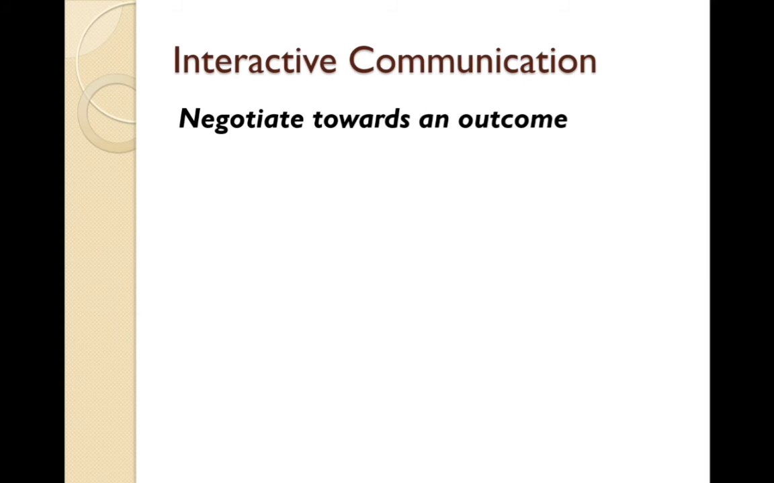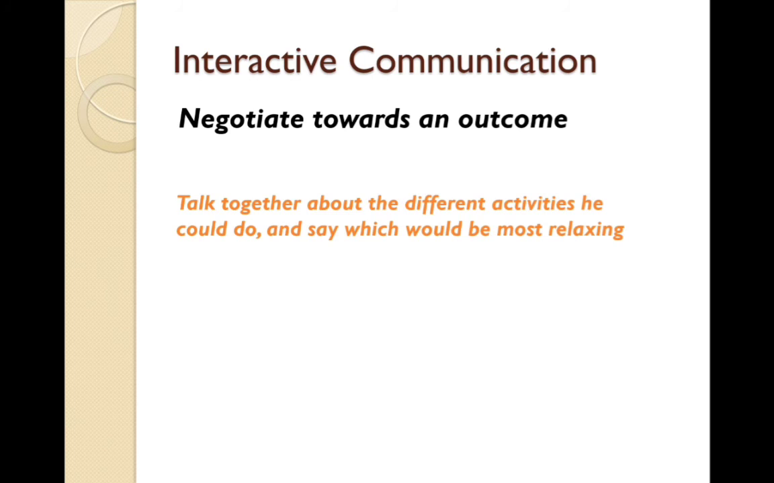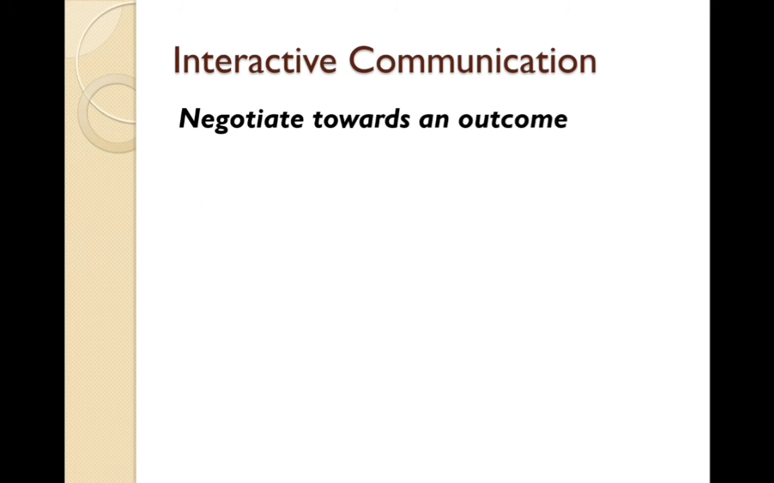Finally, you have to negotiate towards an outcome. So in order to get the top marks, these are the things you need to do. So let's look again at the task. Talk together about the different activities he could do and say which would be most relaxing. So the important part here is to say which would be most relaxing. You have to make a decision. Now you can do this.